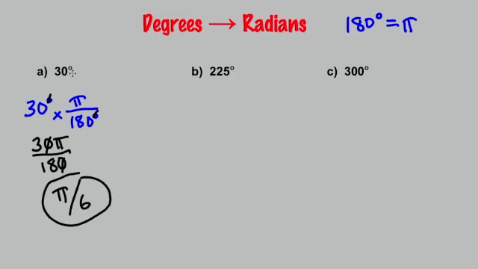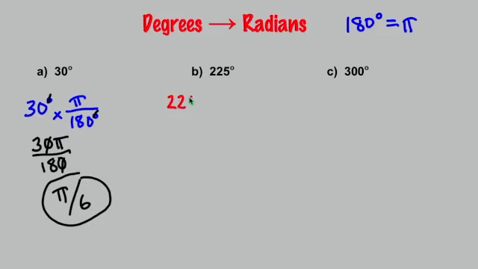So 30 degrees would be equivalent to pi over 6 radians, and that would be the exact answer. I know you could take your calculator and take pi divided by 6 and get some sort of decimal answer, but we want to keep it as the exact value. All right, let's move on to 225 degrees.